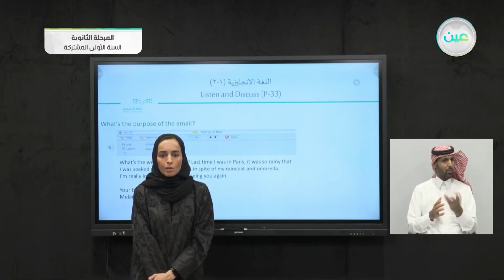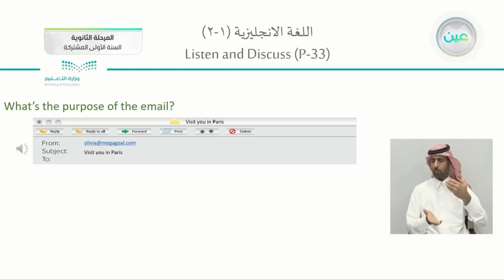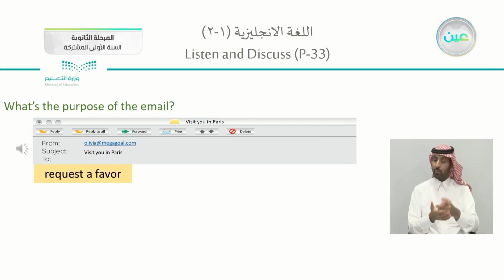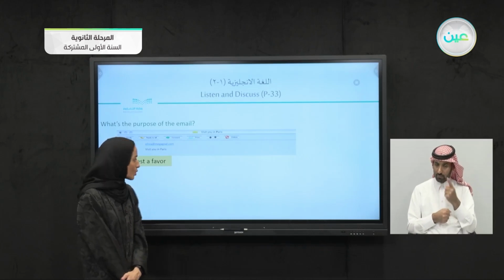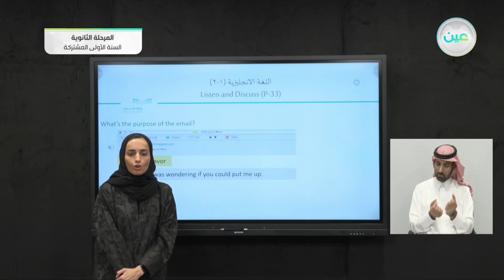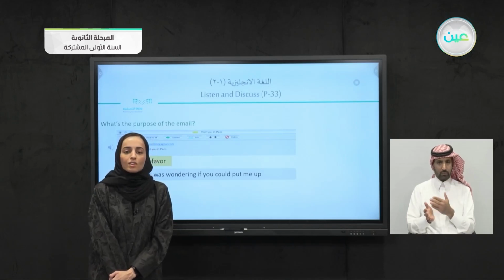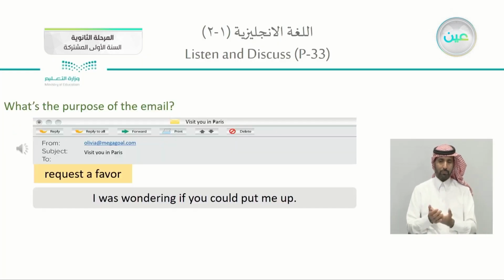Why was this email sent from Melanie to Olivia, her friend? The main purpose is to request a favor, not an action. This time, can you do this thing for me? When she said, I was wondering if you could put me up, she meant: I'm coming to Paris, where you live, can I stay at your place for a few days? This is the favor she wants help with. So it is actually an informal email between friends.